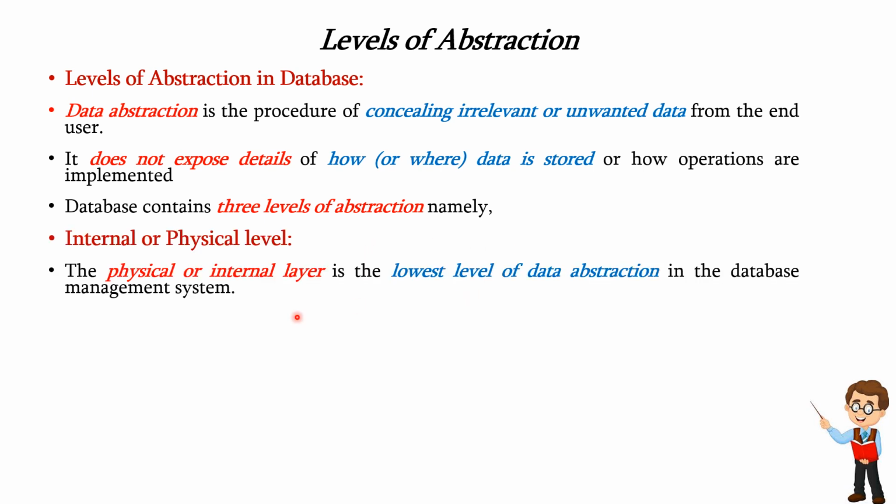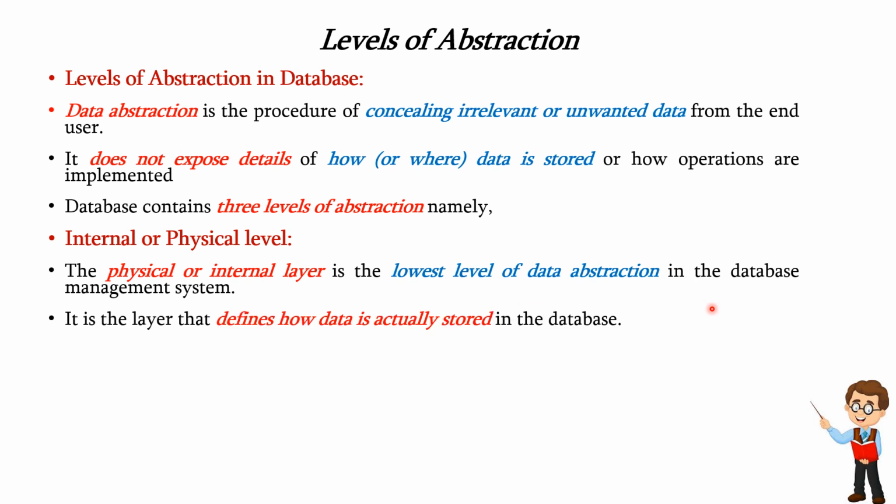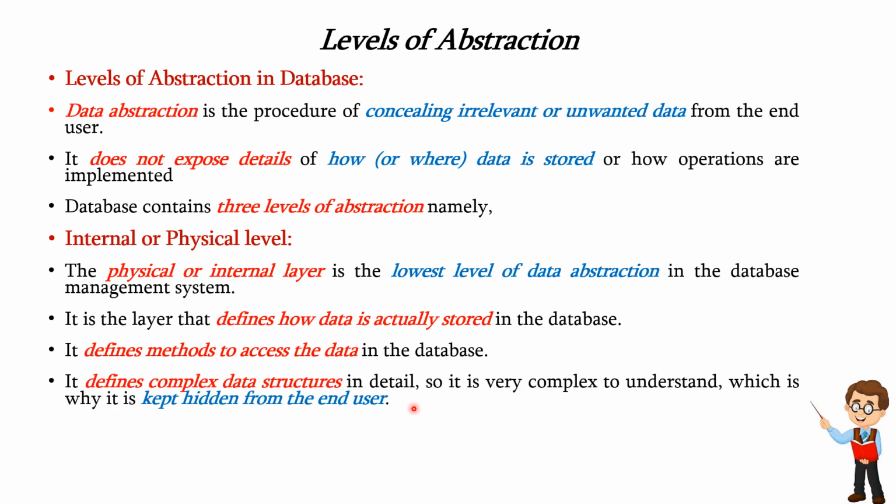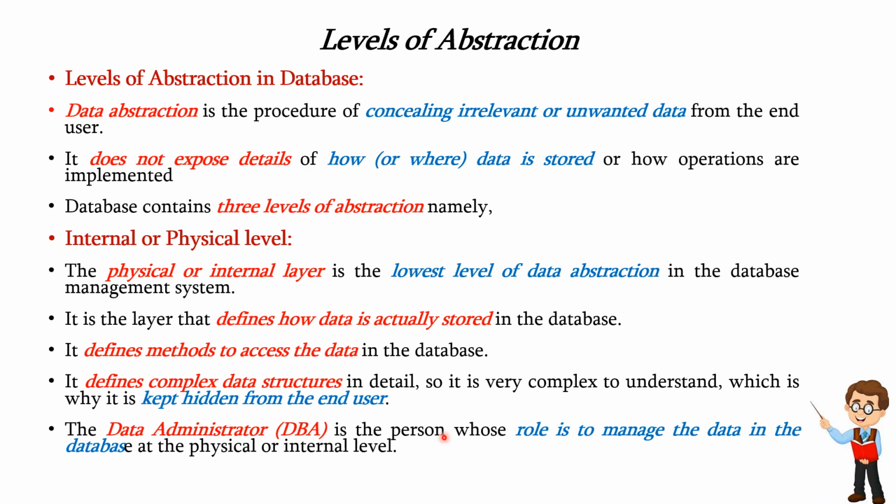The physical or internal layer is the lowest level of abstraction in the database management system. It is the layer that defines how the data is actually stored in the database. It defines methods to access the data in the database. It defines complex data structures in detail, so it is very complex to understand, which is why it is kept hidden from the end users. The database administrator is the person whose role is to manage the data in the database at the physical or internal level.